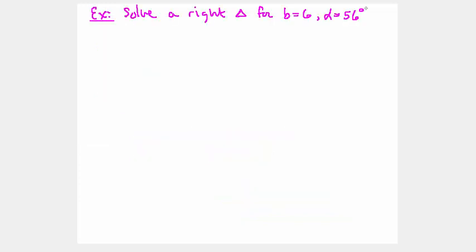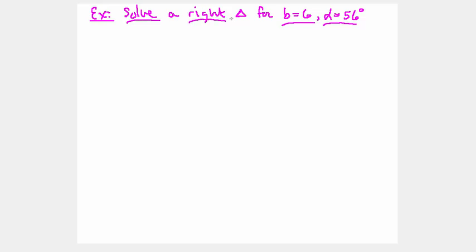Let's take an example of how we can solve a right triangle. And this one says to solve a right triangle for b equals 6 and alpha equals 56 degrees. Now, that's the only information given, and with only that, we're going to solve this triangle, which means to find all side and angle measures of it. Now, we currently see no triangle, so that's our job to draw one, and the only thing that matters is that it meets the description given.